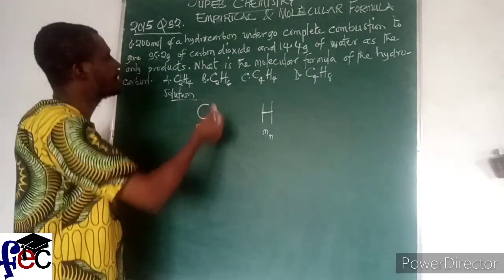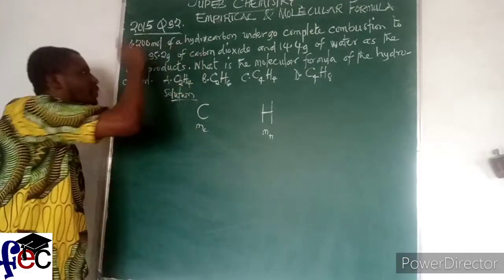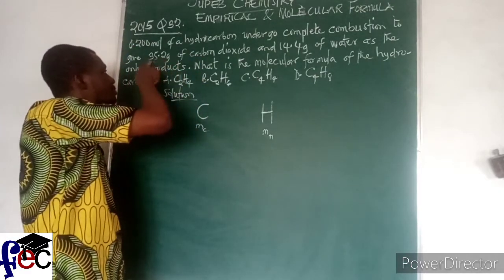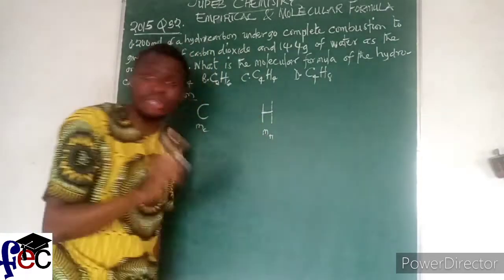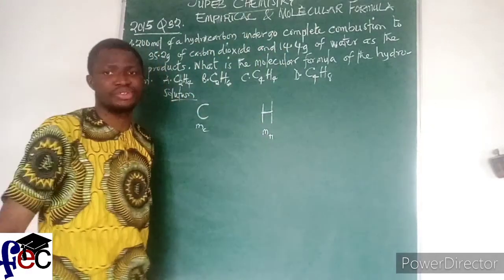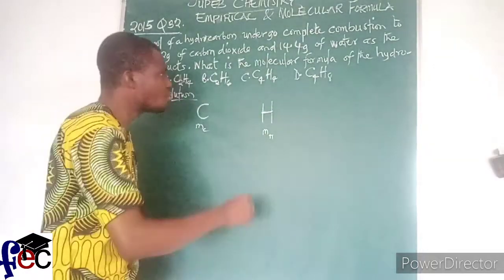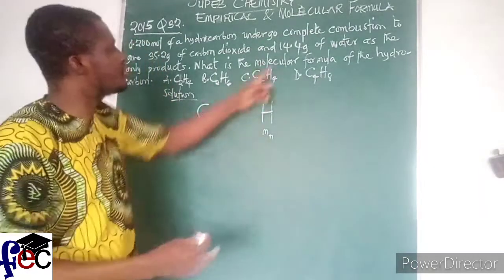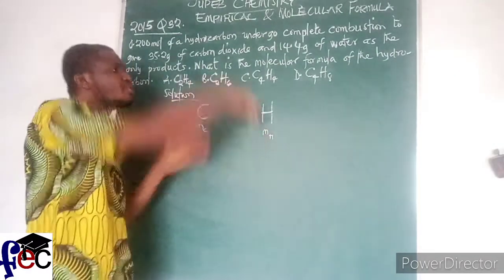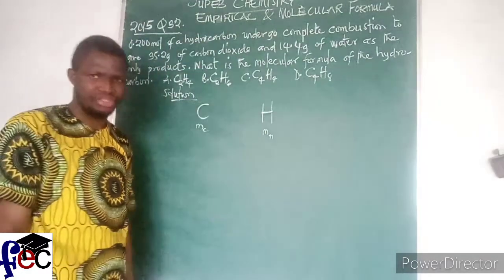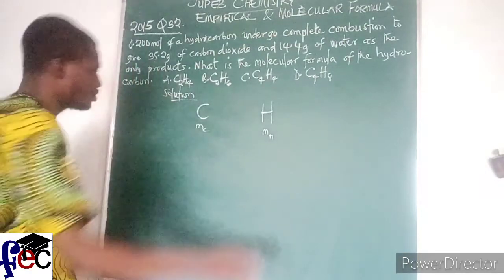But you will take note that they didn't give us the mass of carbon. They only gave us the mass of carbon dioxide produced. They didn't give us the mass of hydrogen. They only gave us the mass of water produced. Do you understand now? So they want us to use this given information to get the mass of carbon and hydrogen present. So see what we are going to do.